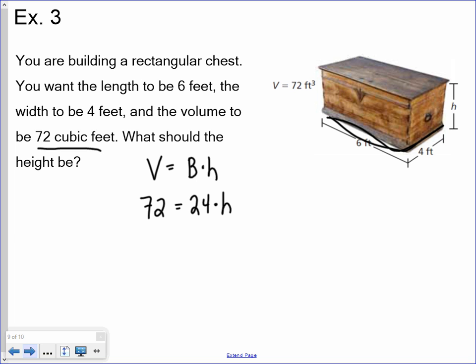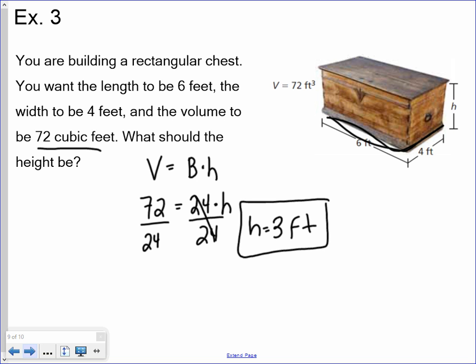I like this problem. It's a pretty applicable problem. Like if you know you want something to hold this much stuff in it, or this many cubic feet or inches or whatnot. Trying to figure out how tall to build it. Divide by 24, and what's 72 divided by 24? 3. So we should build this chest to have a height of 3 feet. If I want it to hold a certain amount, and then have a certain width and length dimension. Like if I had a spot in my room where I only had 6 feet of length and 4 feet of width to spare.